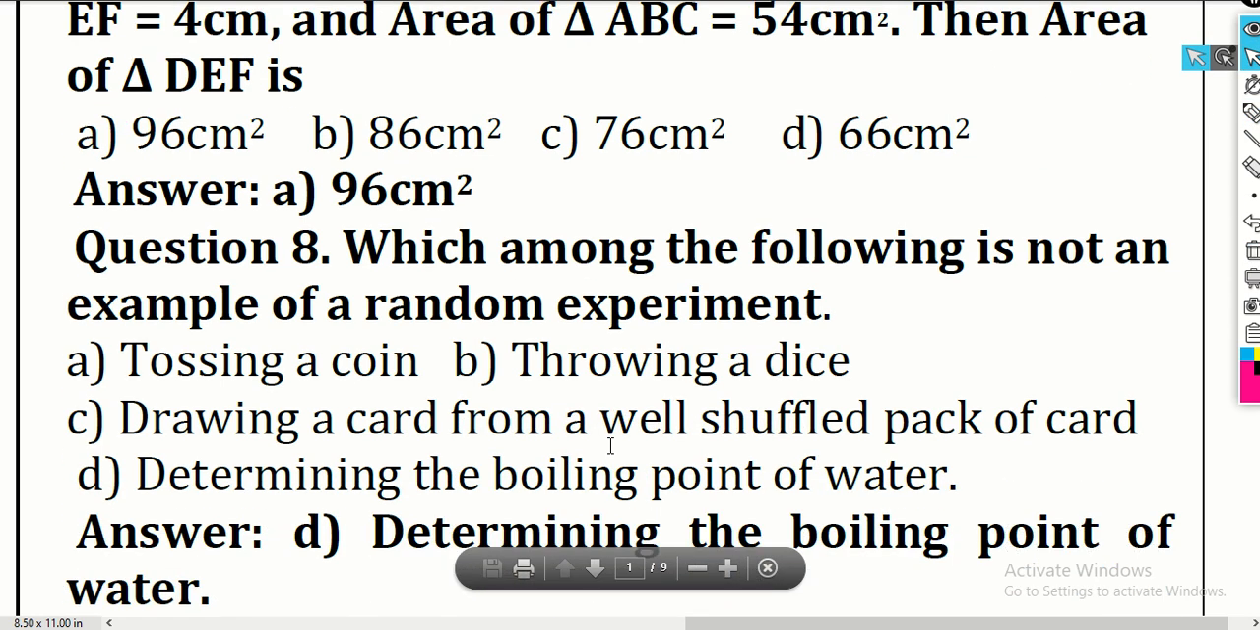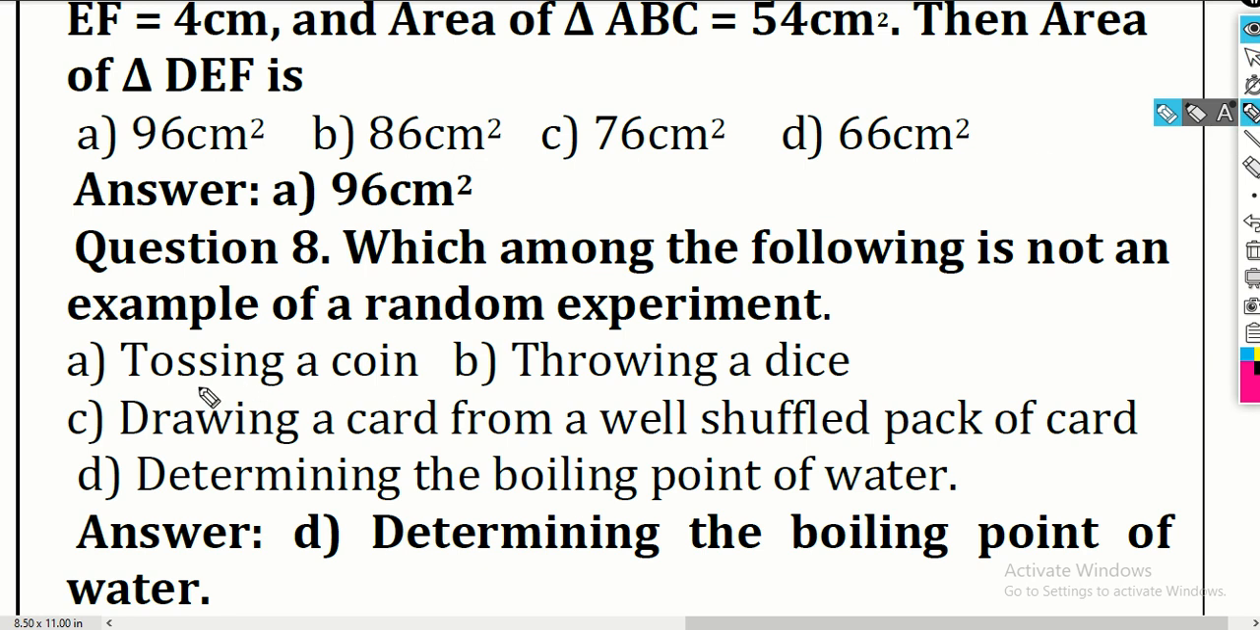Then we move on to the next one. Question 8. Which among the following is not an example of a random experiment? Tossing a coin is a random experiment, throwing a dice is also a random experiment, drawing a card from a well shuffled pack is also a random experiment. Determining the boiling point of water is not a random experiment, because the boiling point is always the same, 100 degree centigrade. There are no confusing answers. So it is not a random experiment. Therefore option D is the correct answer.